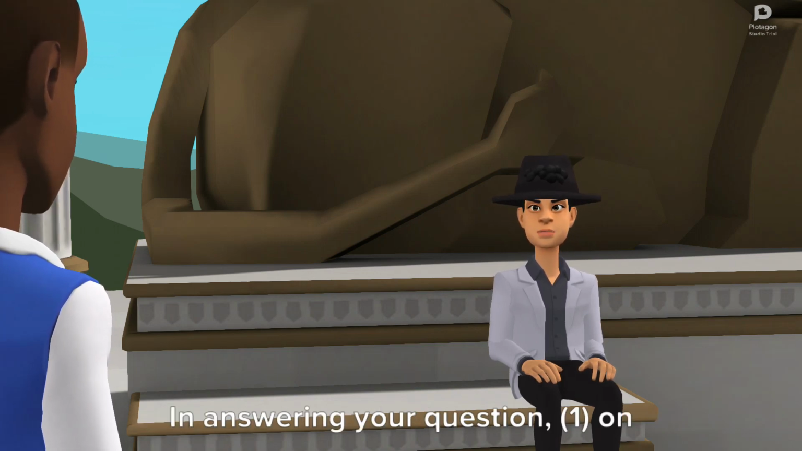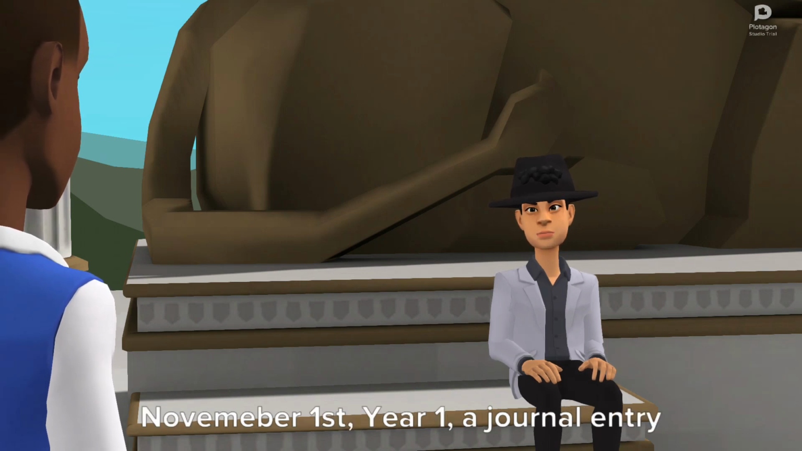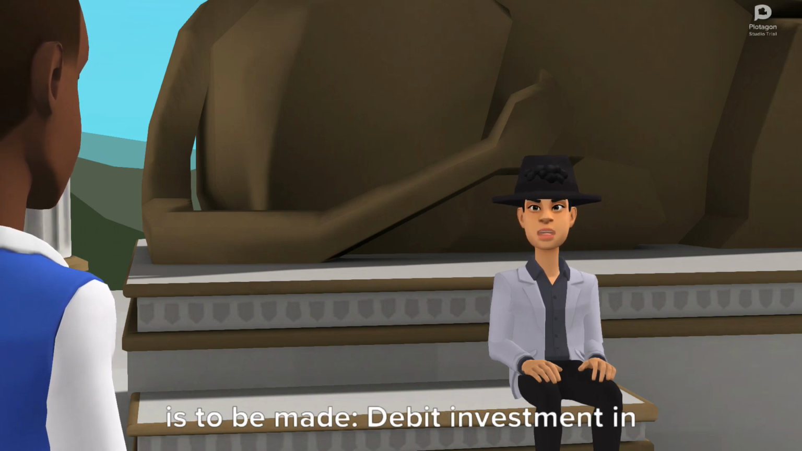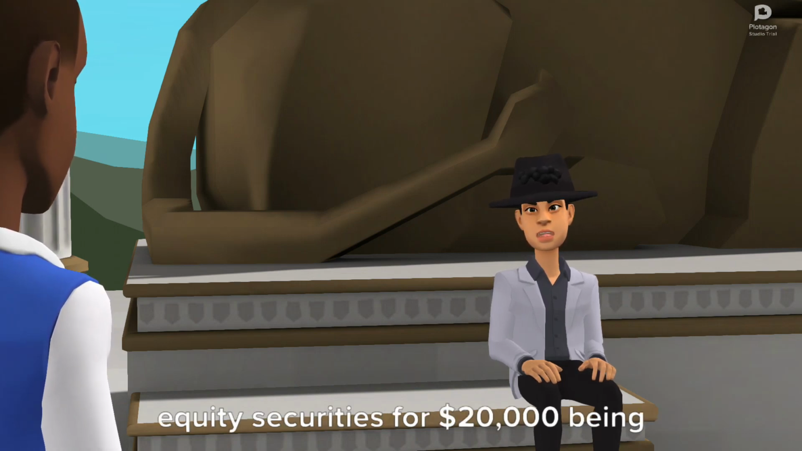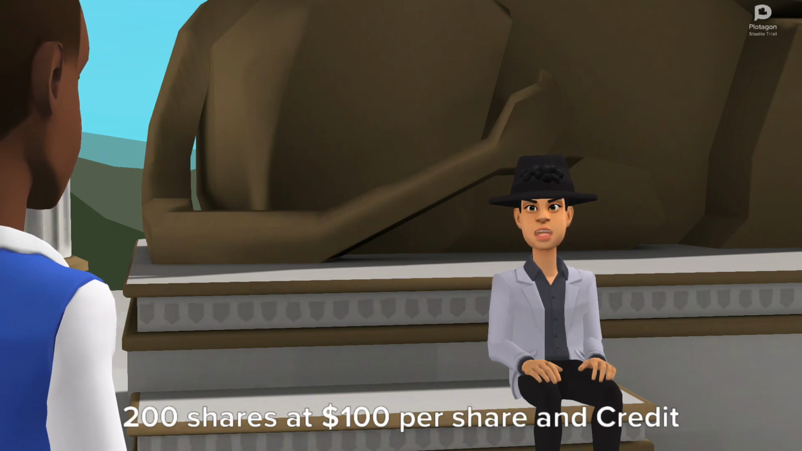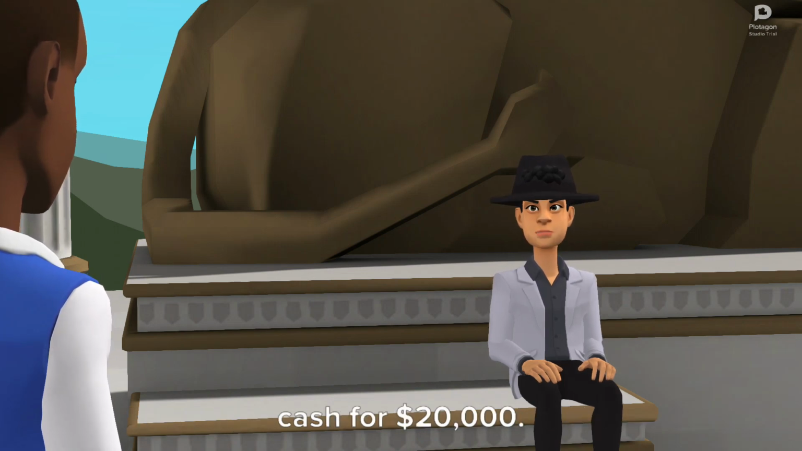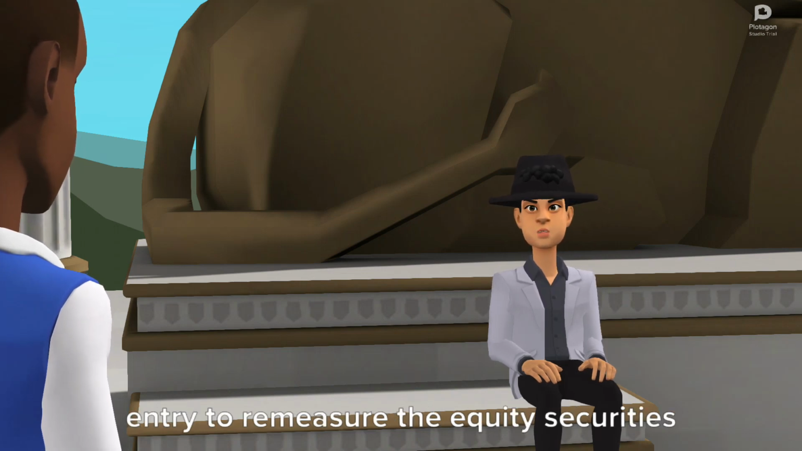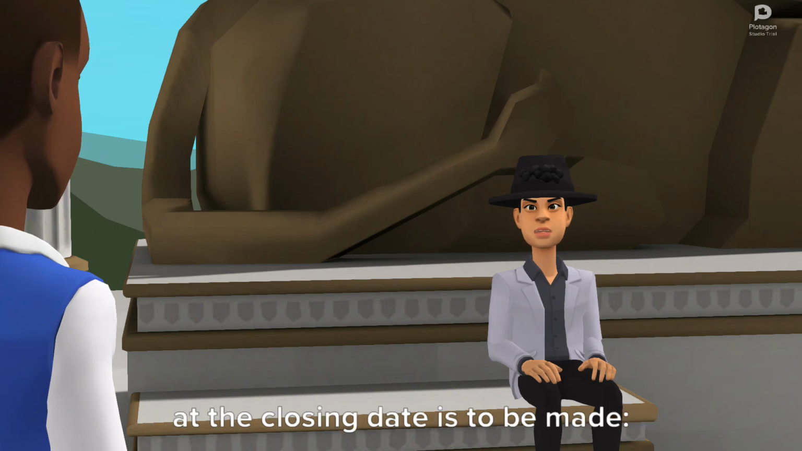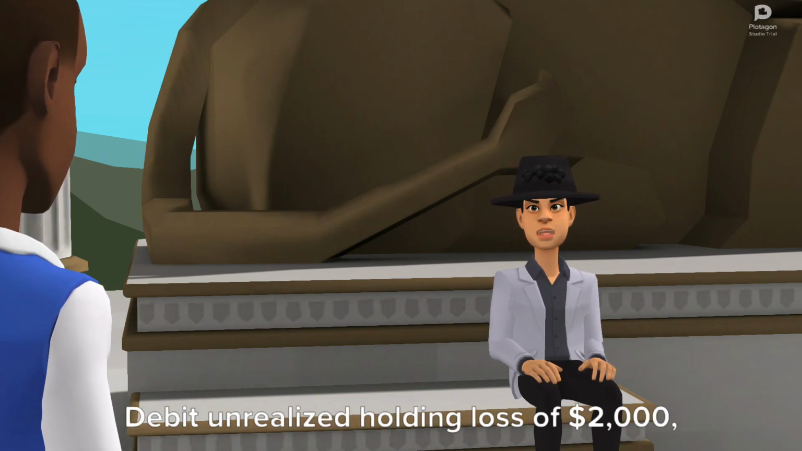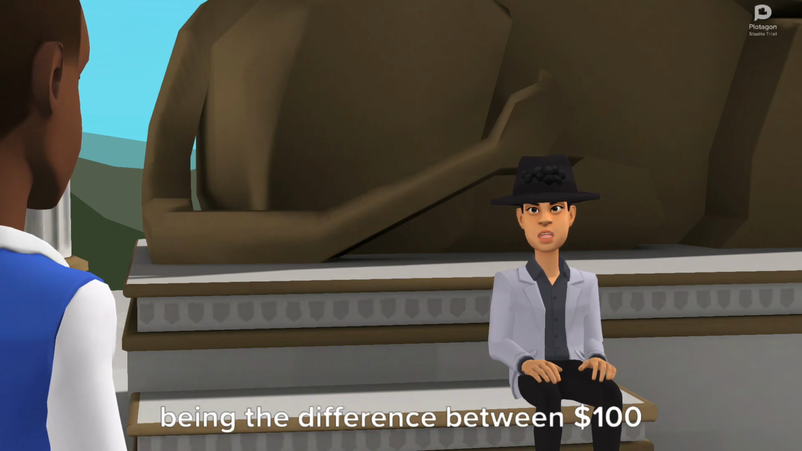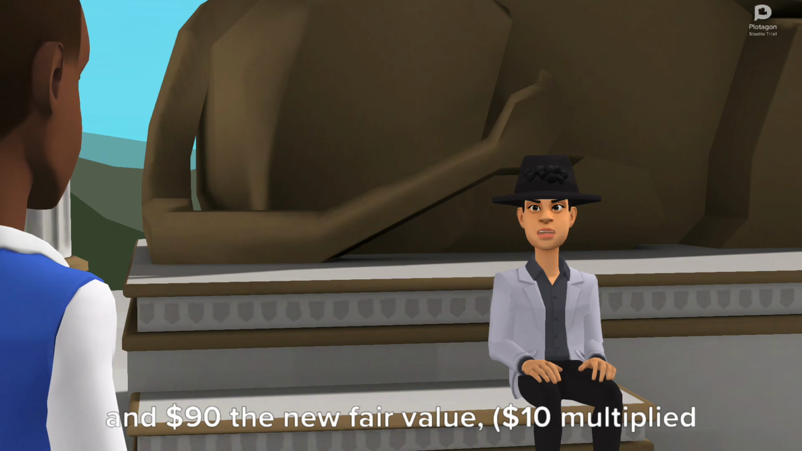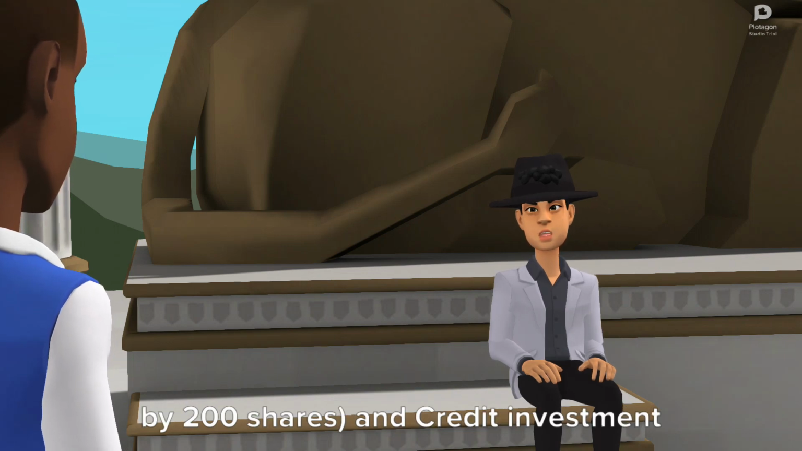1. On November 1st, year 1, a journal entry to record the purchase of equity securities is to be made. Debit investment in equity securities for $20,000, being 200 shares at $100 per share, and credit cash for $20,000. 2. On December 31st, year 1, a journal entry to remeasure the equity securities at the closing date is to be made. Debit unrealized holding loss of $2,000, being the difference between $100 and $90 the new fair value, $10 multiplied by 200 shares, and credit investment in equity securities for $2,000.